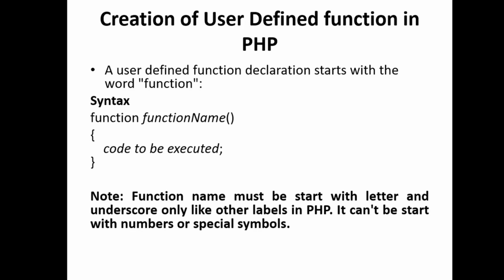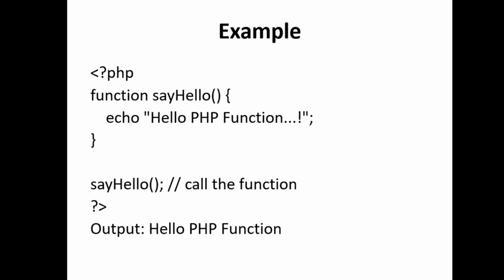So this is the function declaration. It defines what the function will do when you call it. The function name must start with a letter or underscore, like other labels in PHP. The function name cannot start with numbers or special characters. Always remember, do not start it with a number or special characters.